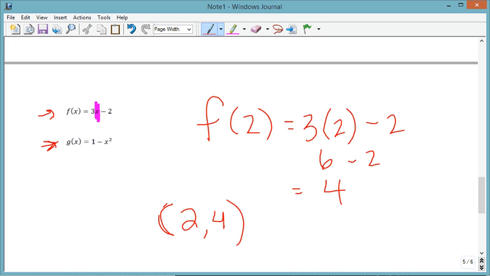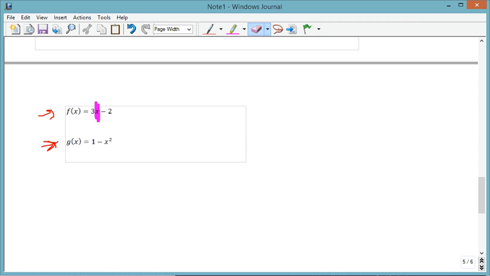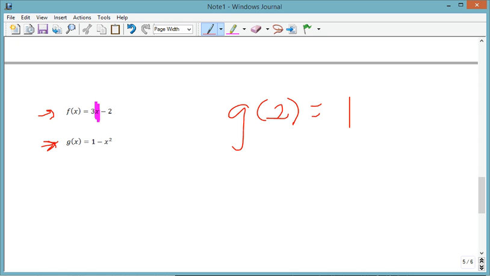Now, we look at g, and I could put 2 into g as well, and it will be totally different, right? So g of 2 would be 1 minus 2 squared. So do the squared first. That'd be 4. 1 minus 4 is negative 3. So when I put in 2, I get out negative 3.